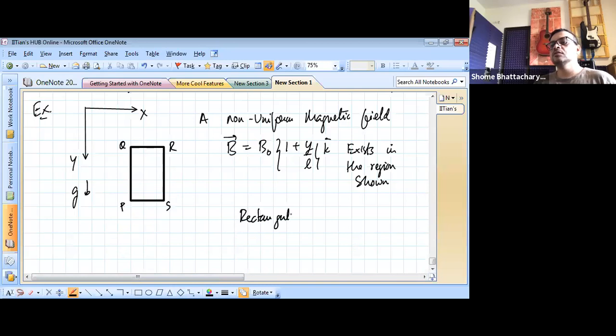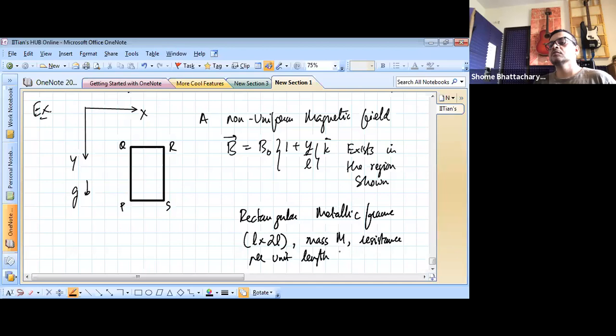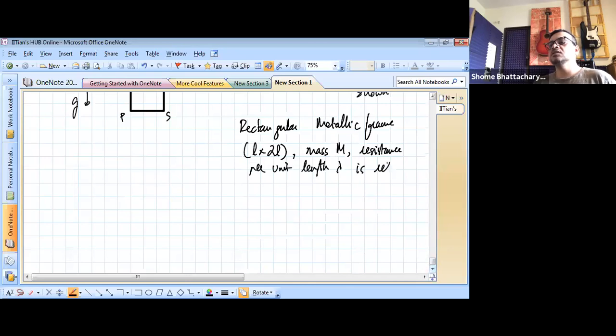So a rectangular metallic frame of dimension L by 2L, mass m, and resistance per unit length lambda is released from rest in the vertical xy plane as shown.